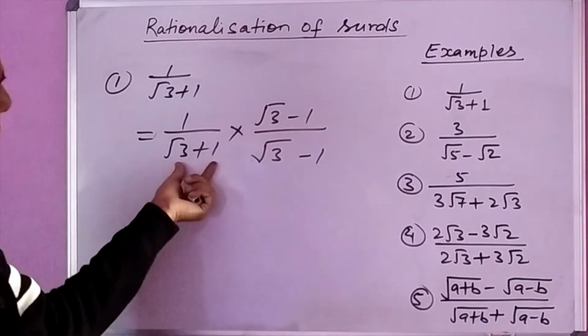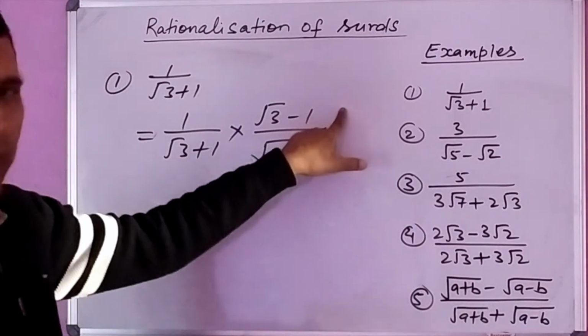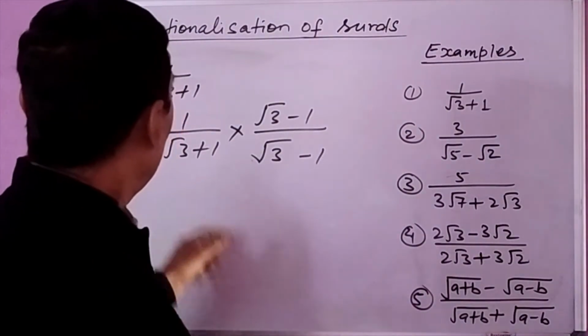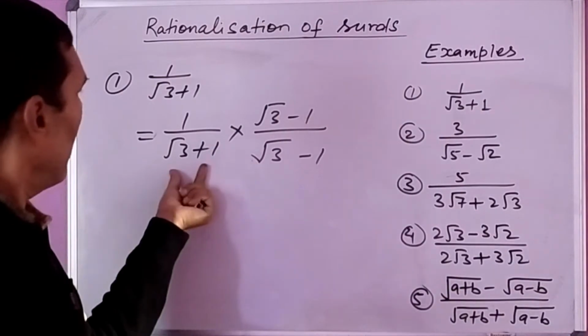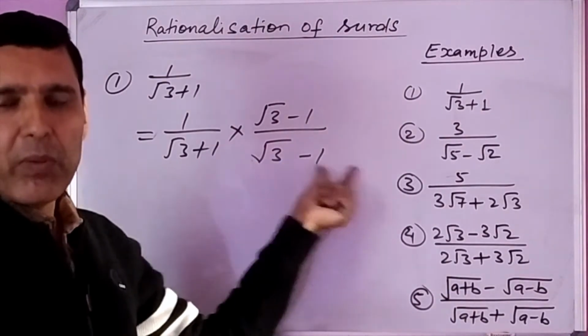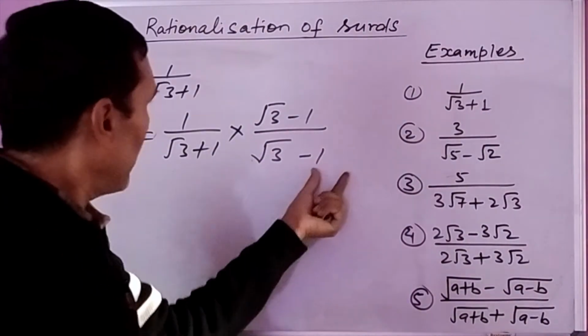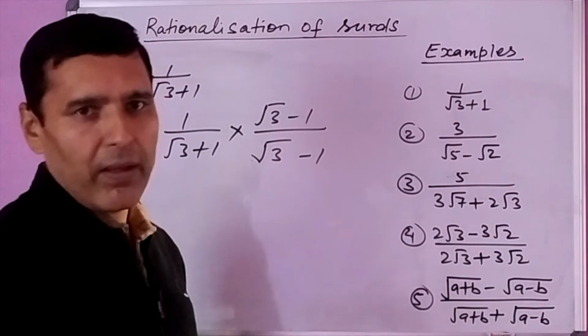Mainly we focus on the denominator, because our denominator is root 3 plus 1. So its conjugate is root 3 minus 1. We discussed what a conjugate is before. By doing this, the denominator will be in the form of a plus b, a minus b. While writing a square minus b square, the root will be removed. Removal of the root means the denominator will be rationalized.